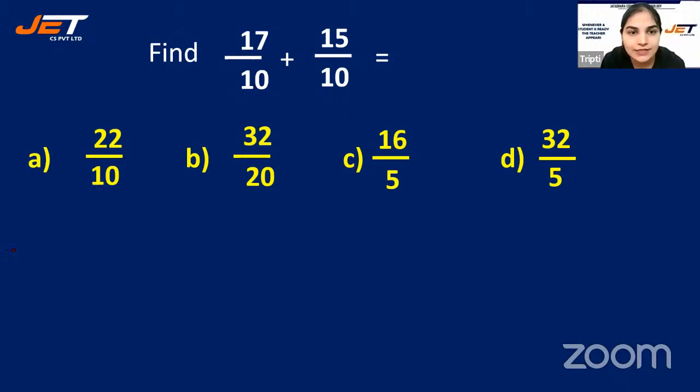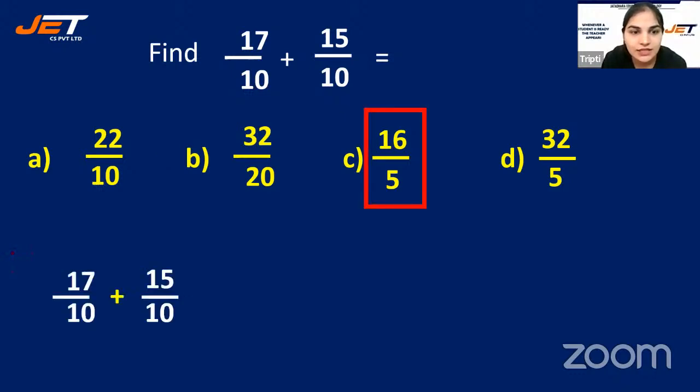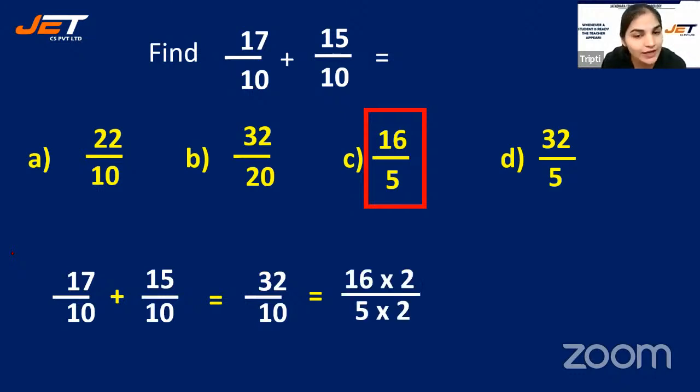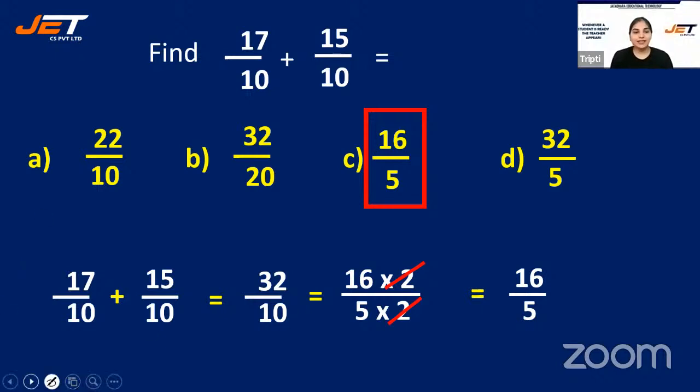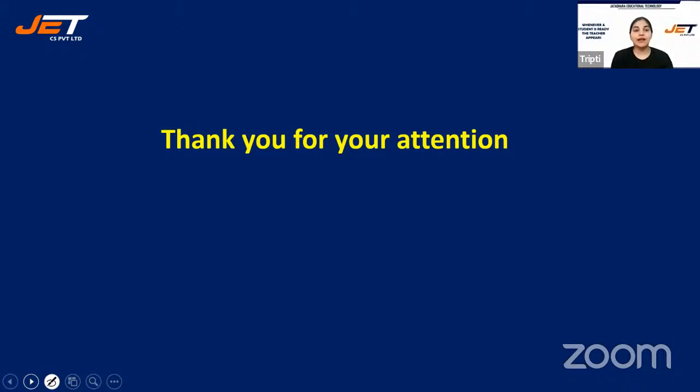So here it is 17 plus 15 is 32. 32 by 10. 32 can be written as 16 times 2, and 10 can be written as 5 times 2. After adding, you have to simplify the fractions, and that's how we add the like fractions. It means the fractions with the same denominator.